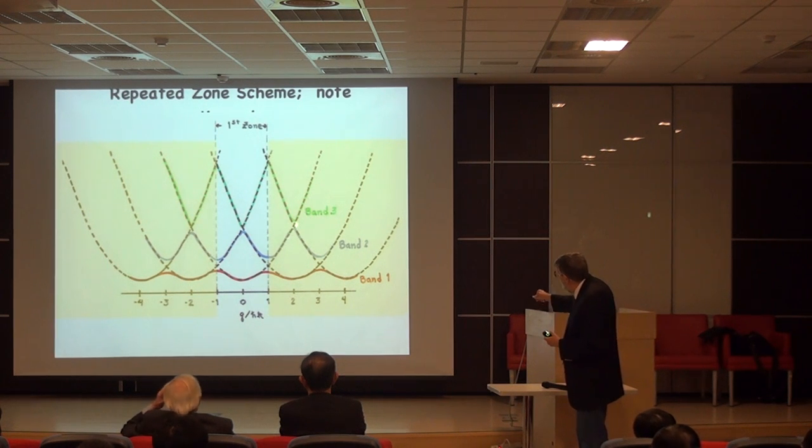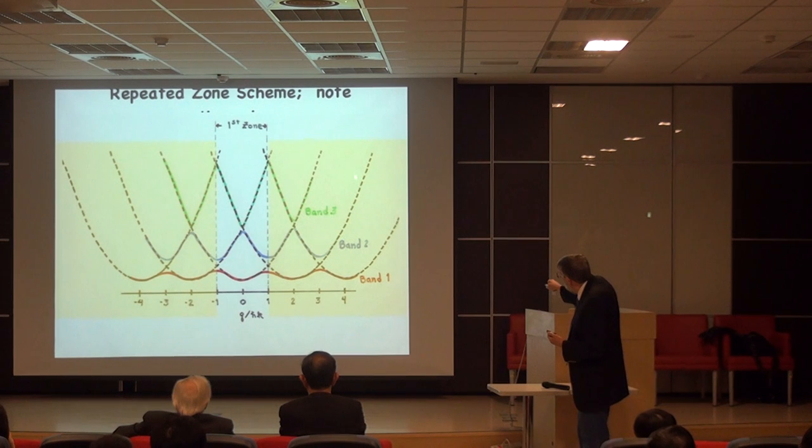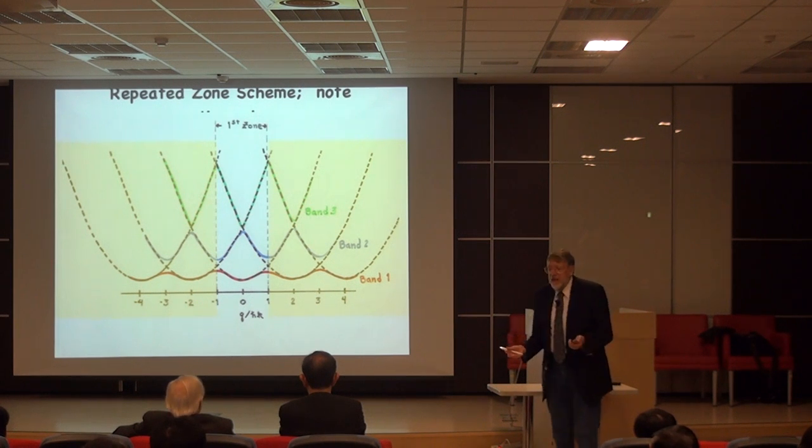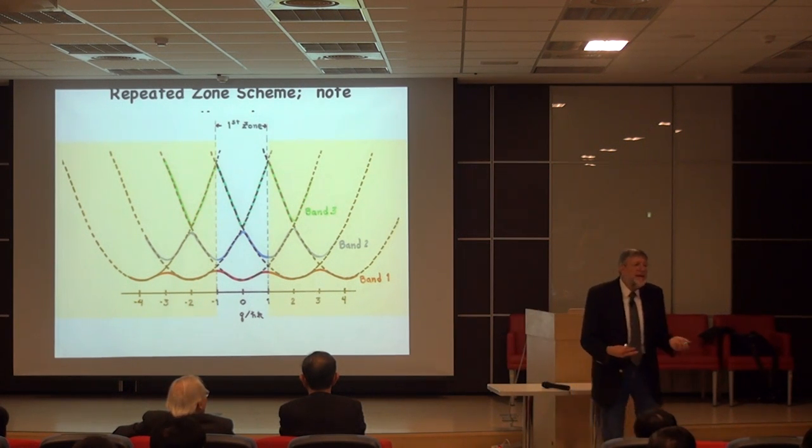So let's look at the dashed lines for a moment. The dashed lines for a free particle, that's the usual parabola that we all know about. And I can just add a reciprocal lattice vector, and it shifts the parabola over here, but it's the same parabola. And I can have more parabolas here and here. There's actually a name for this in condensed matter physics. It's called the repeated zone scheme.